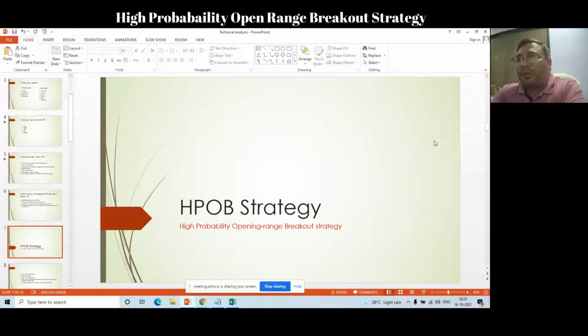High probability open range breakout strategy. Open range breakout is a self-explanatory term.